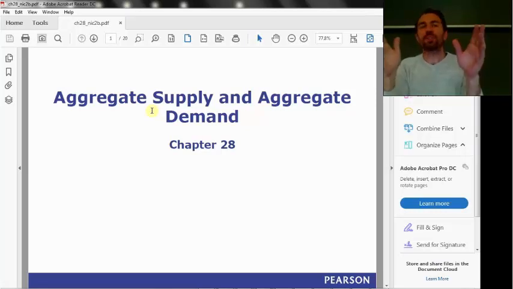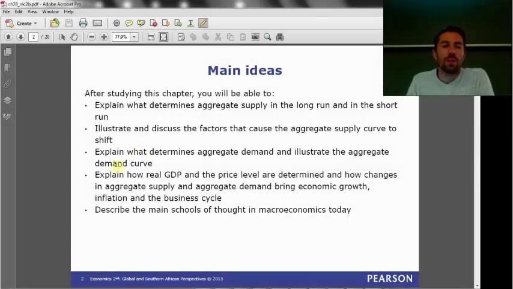So that will bring us to a discussion on aggregate demand and aggregate supply in chapter 28. Bringing together aggregate demand and aggregate supply, we're going to explain how real GDP and the price level are determined, and how changes in aggregate supply and aggregate demand can lead to economic growth. Not only can we have economic growth, but also inflation. And bearing in mind that economic growth is not a smooth ride, it's quite bumpy, we end up with something called the business cycle. So we're going to explain the business cycle using our aggregate demand, aggregate supply model.